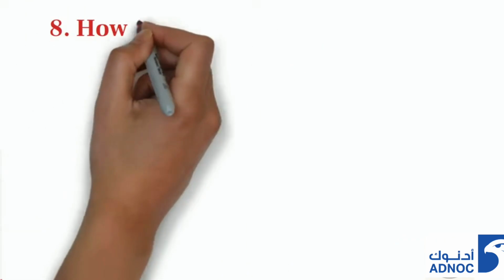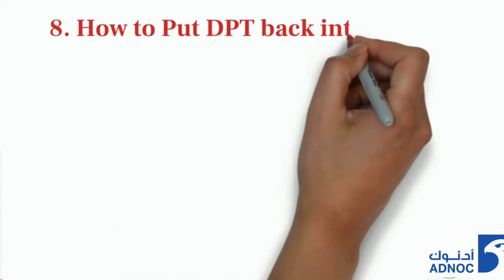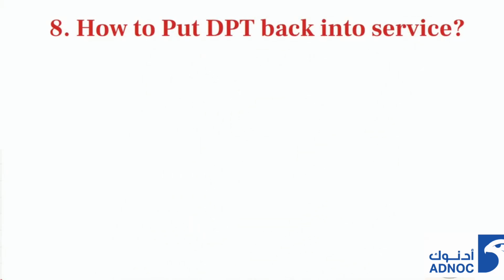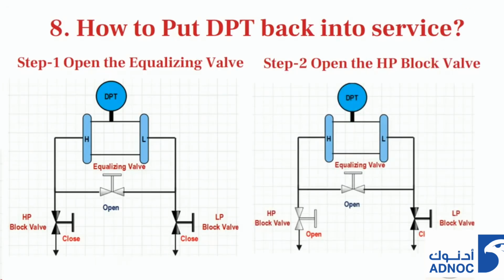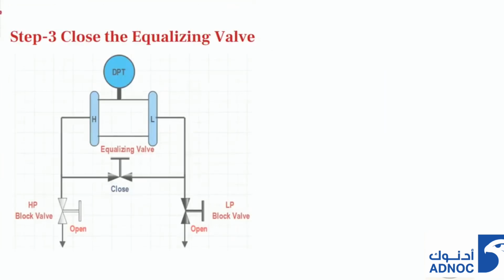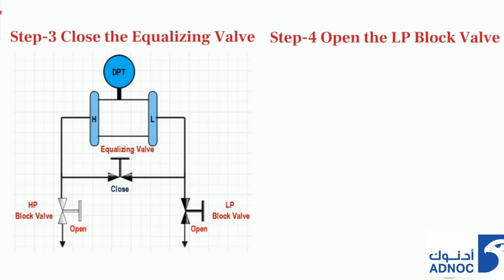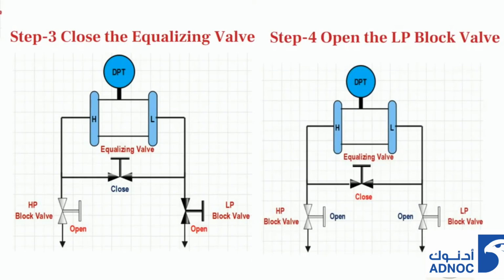Eighth question is, how to put differential pressure transmitter back into service after calibration, or after servicing of DPT. This is also one of the most important technical questions in job interview. To begin with all valves closed, and to put DPT back into service, first of all, open the equalizing valve. Secondly, open the high pressure side block valve slowly. In third step, close the equalizing valve. And finally, open the low pressure side block valve. Now, DPT is in service mode.